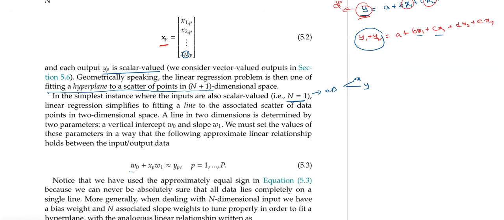So this is w0 plus xp w1 is equivalent to yp, where p equals 1 to capital P. 1 to capital P is for convenience. If you want, you may put N also, or W also, something else, as per your convenience. Okay.